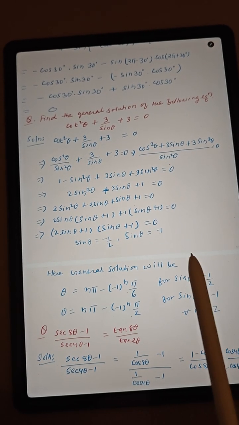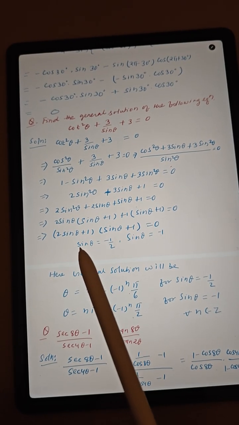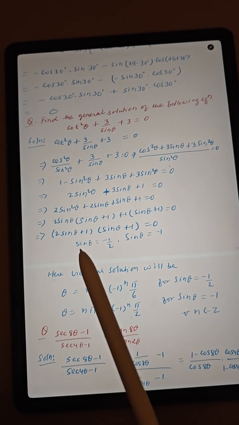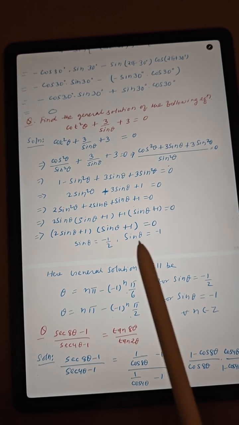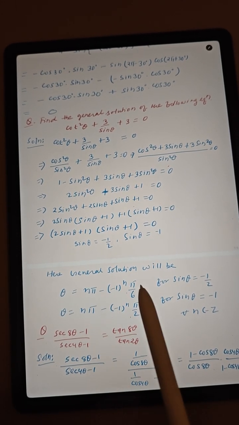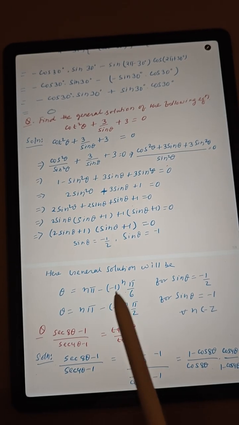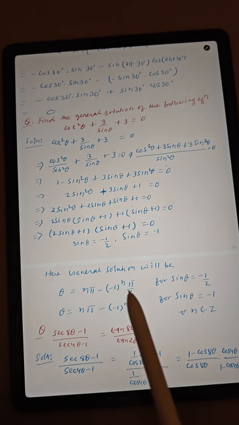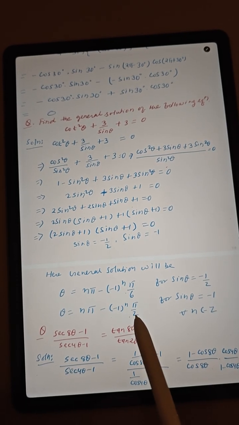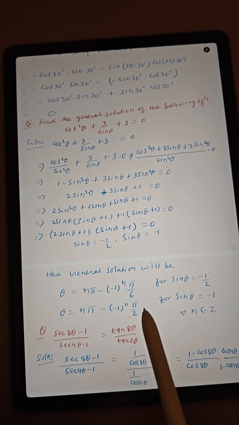So for the general solution, sin θ should fall either in the third quadrant or the fourth quadrant, then only the negative value will happen. For that, you know the formula nπ + (−1)^n θ. For minus half, θ is π/6, and for minus 1, θ is π/2. So the general solution will be like this.